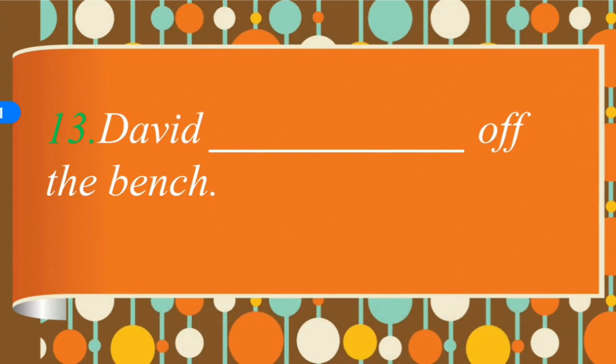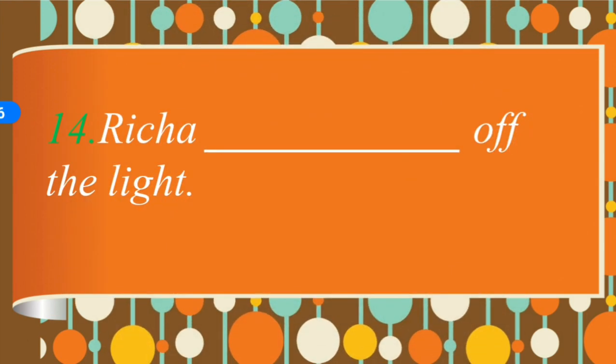Next one. David dashed off the bench. The verb is jump. Again, an easy one for you. We add ed and it becomes jumped. David jumped off the bench.